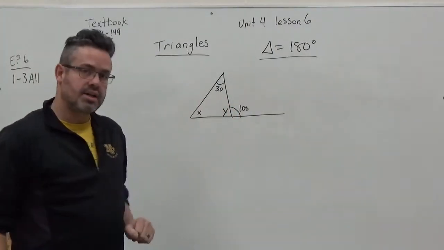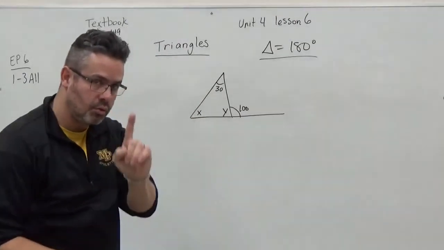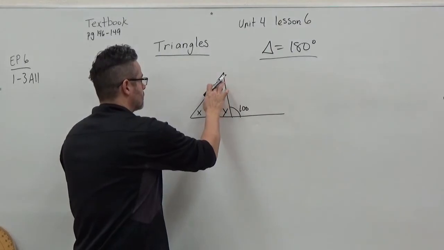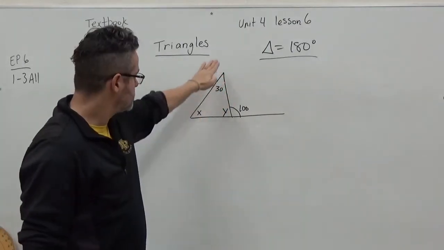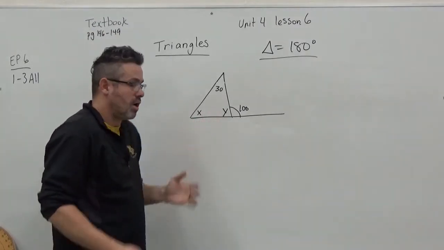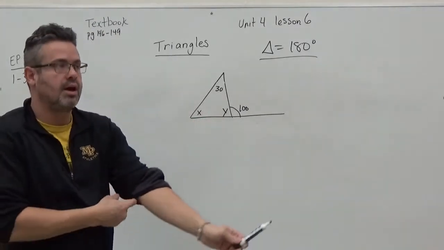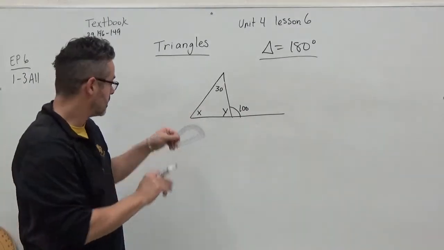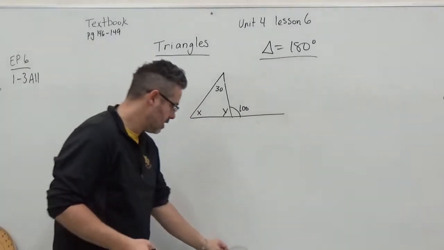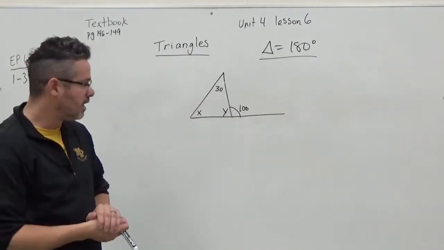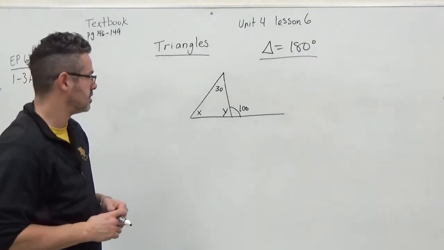So inside the triangle, they've only given you one number. They say that that's 30 degrees. They say that that's a 30-degree angle. This is X and this is Y, so they're unknown. We don't know what they are. Obviously, we could use our protractor to find those angles. But we don't need a protractor is the point.